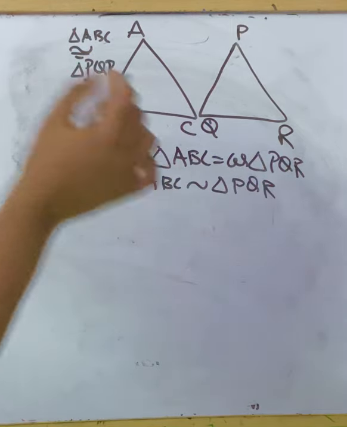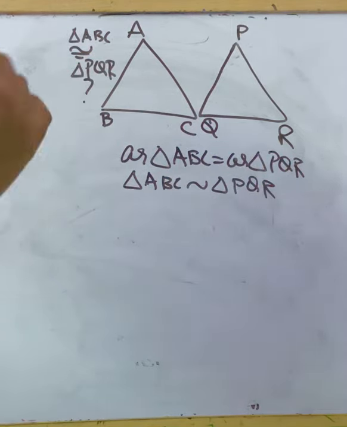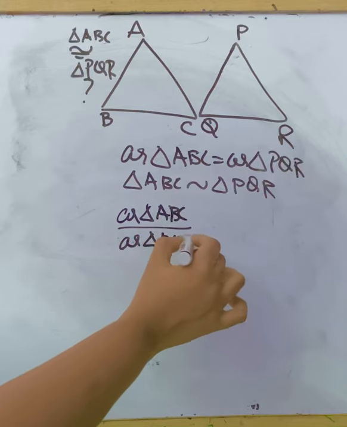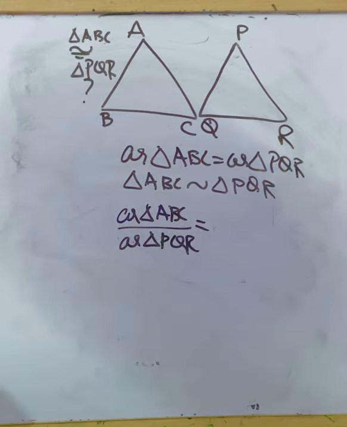If these two triangles are similar, then we can say about their areas, according to theorem 6.6, that when we take the ratio of triangle ABC's area with triangle PQR's area, it equals the ratio of corresponding sides squared. Here let us consider AB and PQ: AB square by PQ square.